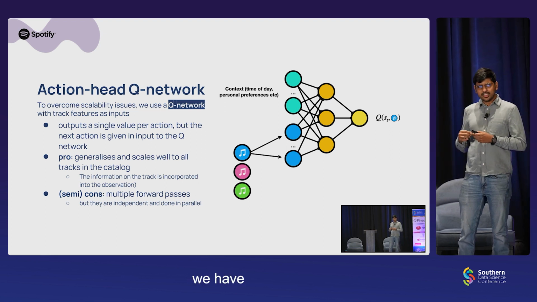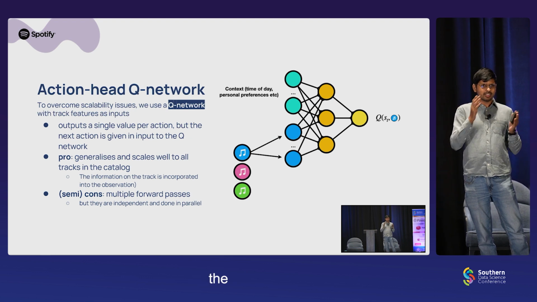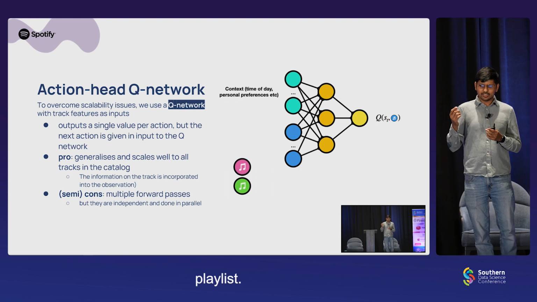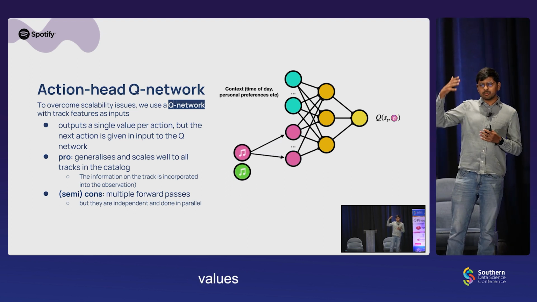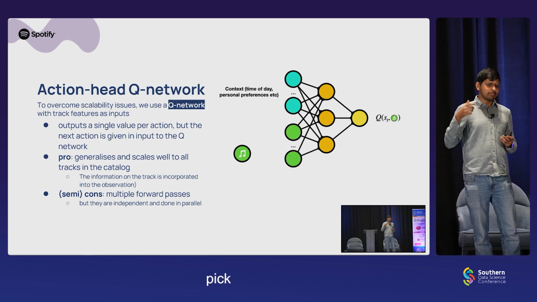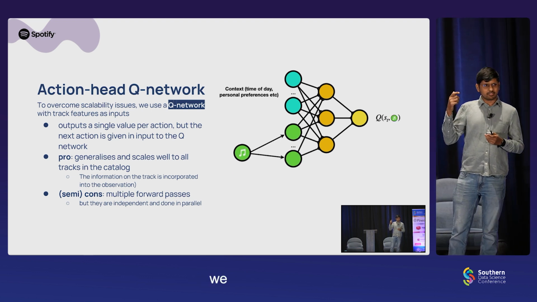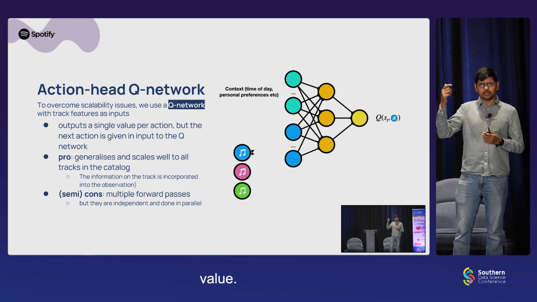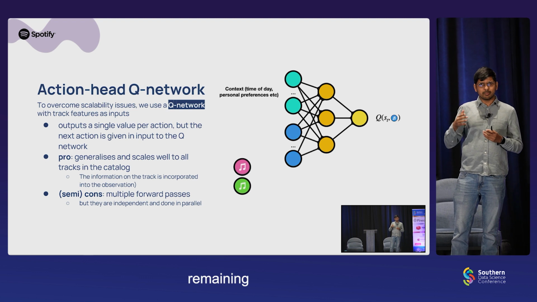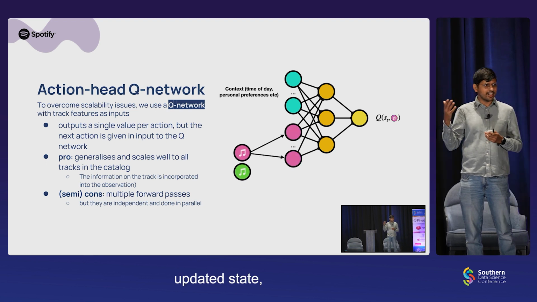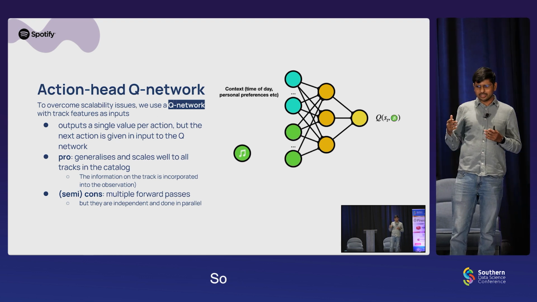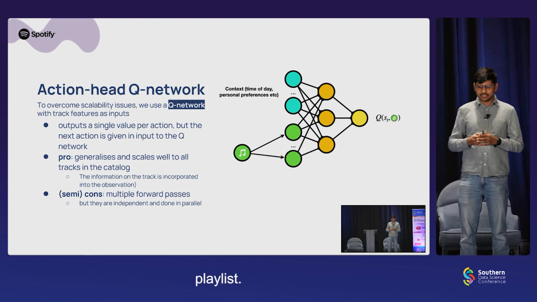Right. So at this point, we have the Q value for the user and the track. To construct the playlist, we generate the Q values for all the possible tracks in the candidate pool and the user, and then we pick the track with the highest Q value. After that, we regenerate the Q values for the remaining tracks and an updated state, and then we again pick the highest track and so on. So this way we are able to construct the playlist.